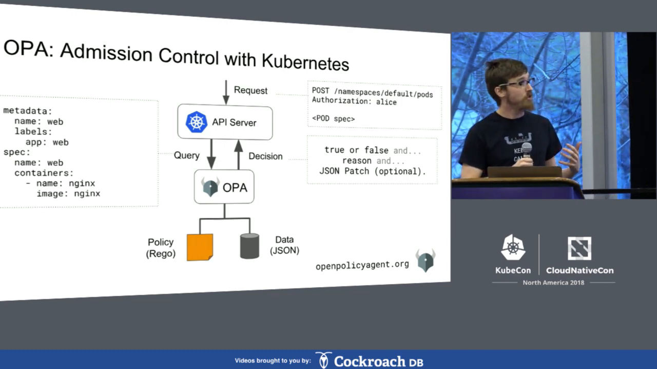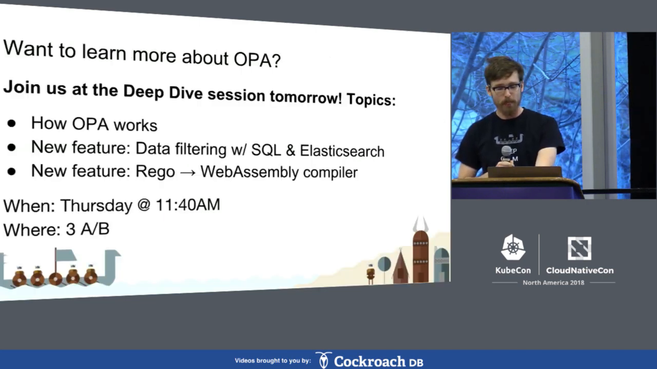Similarly, you can also generate JSON patches, right? And so you can actually run OPA as a mutating admission controller. And so that's what Todd's going to talk about in a little bit.